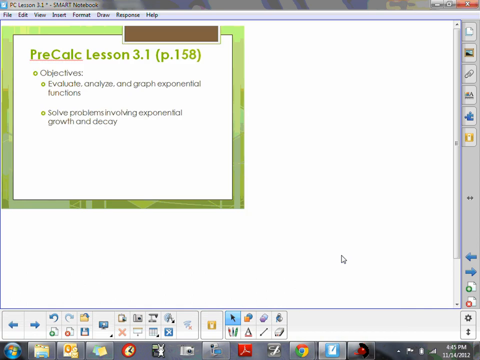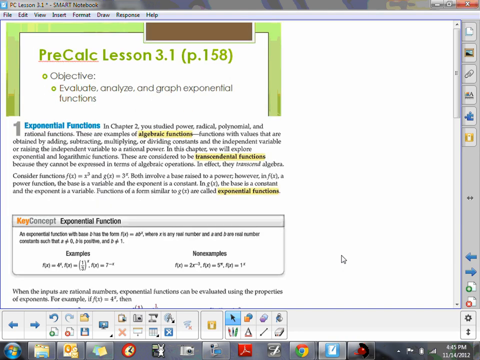So in this lesson 3.1, we have two main objectives, and that is to evaluate, analyze, and graph exponential functions. And then the second one is to solve problems involving exponential growth and decay. So again, hopefully we'll be fairly familiar with a lot of these concepts and try to brush up on those.